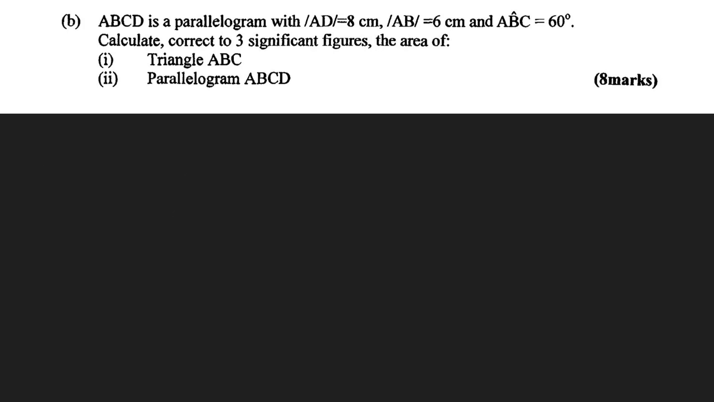Alright, number 2b. The question says ABCD is a parallelogram with AD equals to 8 centimeters, line AB is equal to 6 centimeters, and angle ABC is equal to 60 degrees. So let's draw the parallelogram so that we understand the question better. So this is a parallelogram. So we can label it ABC. We have A, B, C, and D, right?